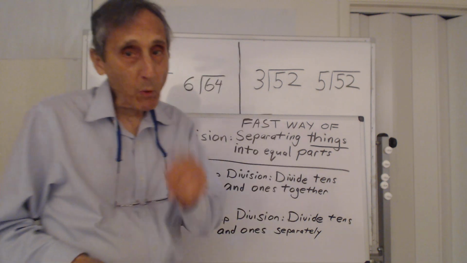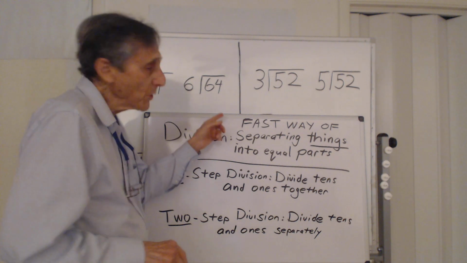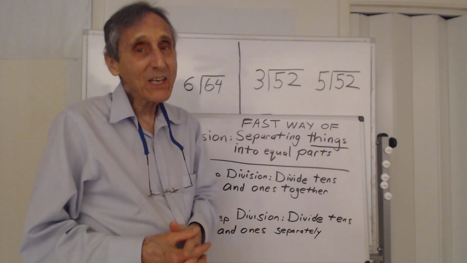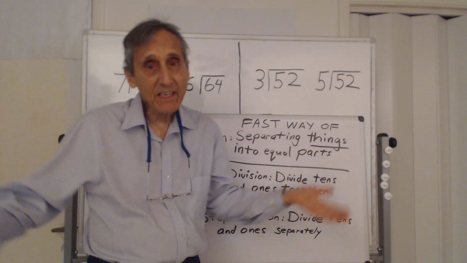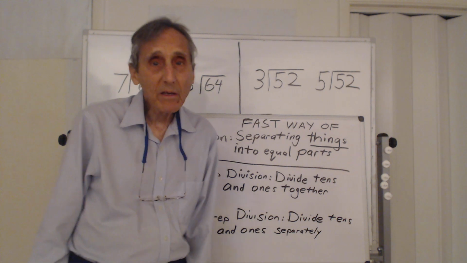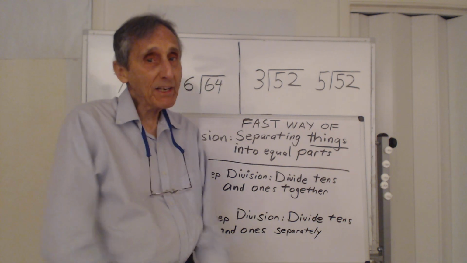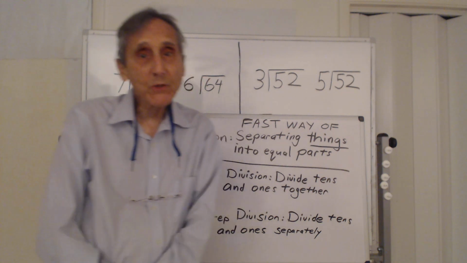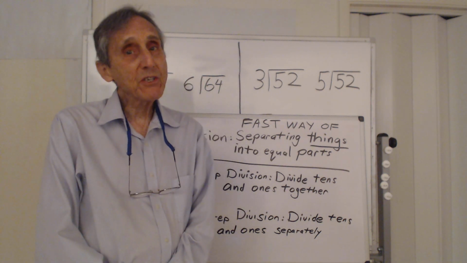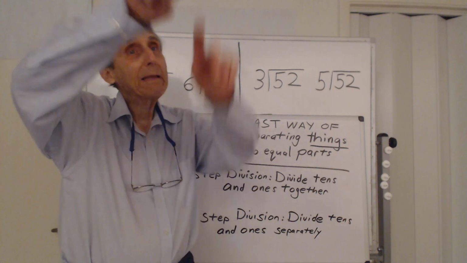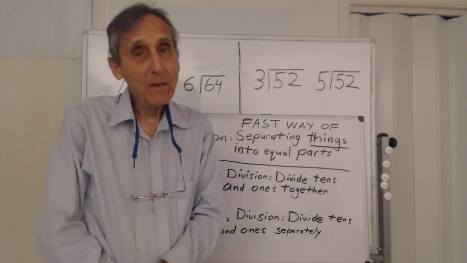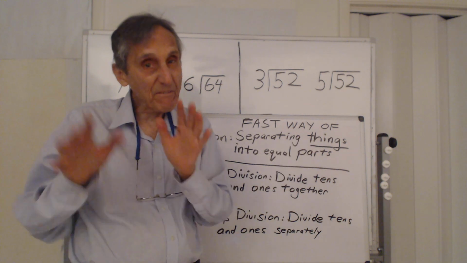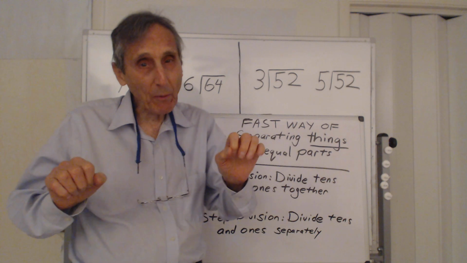But what is division? It's using numbers. It's a fast way of separating things into equal parts. You try to separate 10,452 people into 322 teams without using division. You're going to be there a long time getting those guys into different places, maybe a few days. Okay, that's why we have division. Fast, separate things into equal parts.